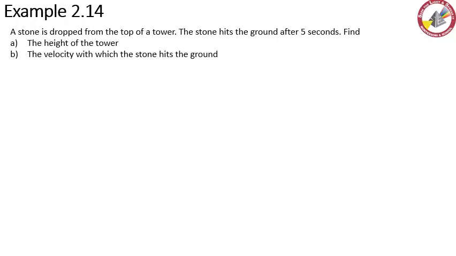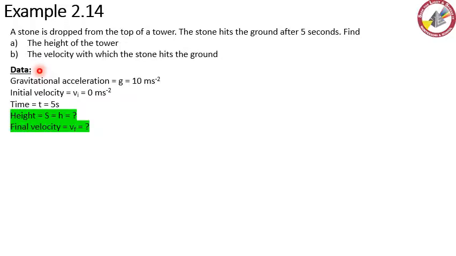Now this is example 2.14. A stone is dropped from the top of a tower. The stone hits the ground after 5 seconds. Find the height of the tower and the velocity with which the stone hits the ground.